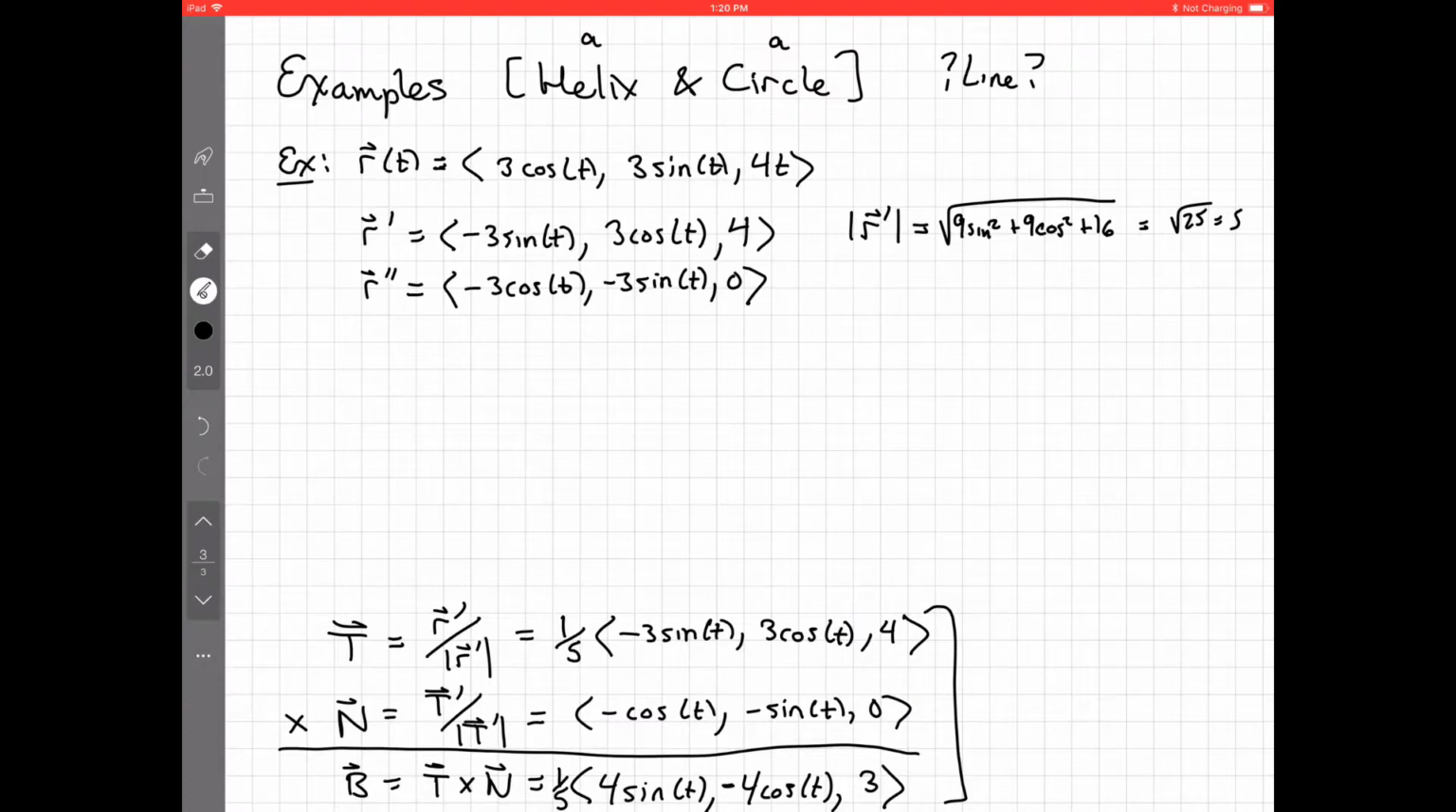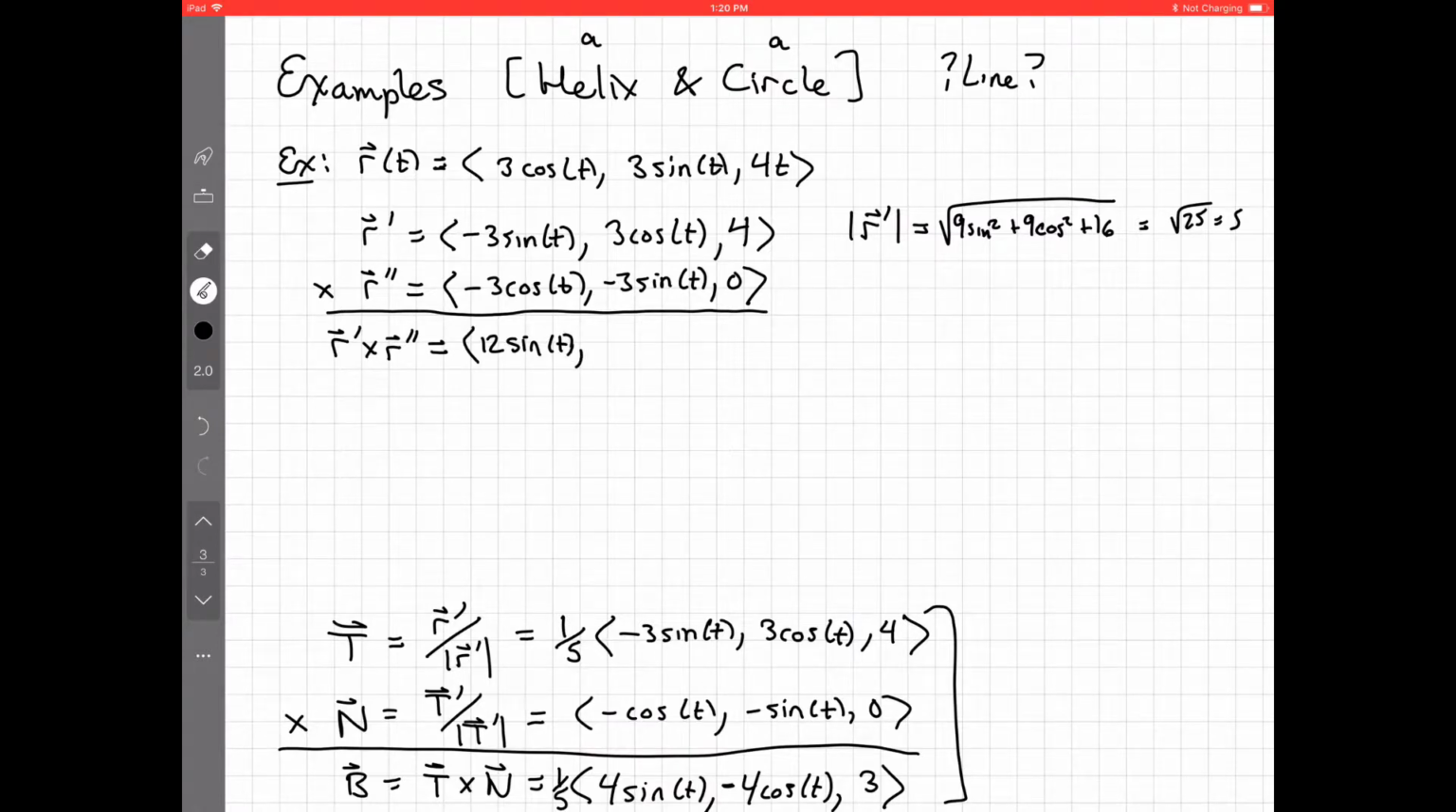Now, if you remember the formulas for tangential and normal components, they involve not just a dot product, but also a cross product of the first two derivatives. So let's go ahead and compute the cross product of r prime and r double prime. Okay, again, the i component, we just focus on the final two components. So we get 3 minus a minus gives us plus 12 sine t.